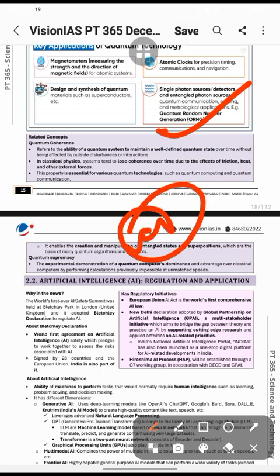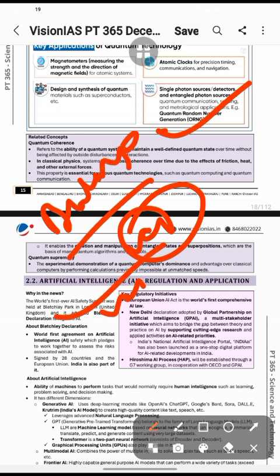On AI regulation, the European Union has the world's first comprehensive AI law. There is the Global Partnership on Artificial Intelligence, multi-stakeholder, supporting cutting-edge research and AI research priorities. India AI was launched. The world's first AI Safety Summit was held at Bletchley Park in London, and that was the Bletchley Declaration. It was signed by 28 countries, and India is a part of it.